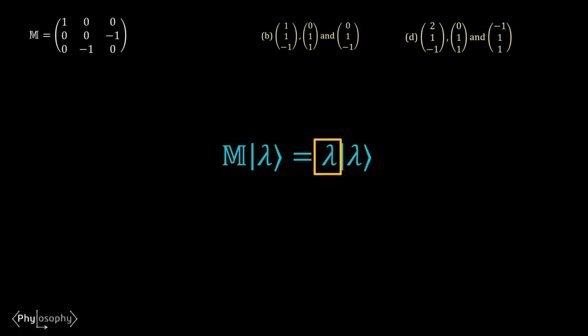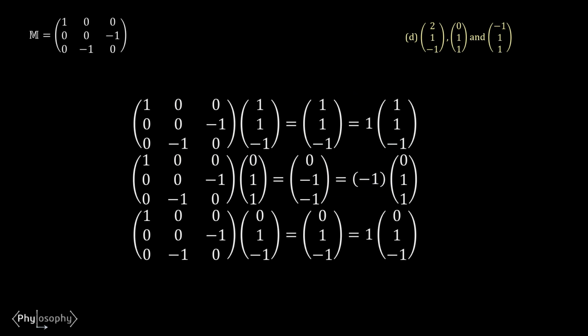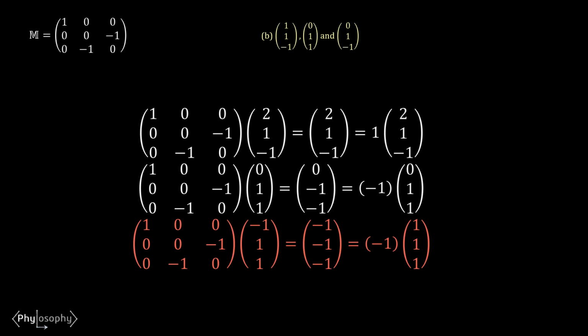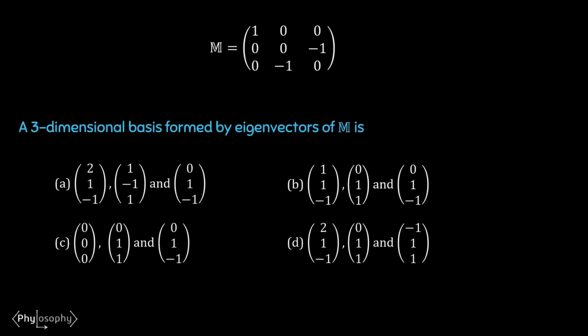So first let us check it for the set given in option B. If you operate the matrix M on each column vector given in option B, then you will find that they represent eigenvectors of the matrix M corresponding to the eigenvalues 1, minus 1 and 1. Now for option D, if you perform the same thing, that is if you operate the matrix M on the sets given in option D, then you will find that the last one doesn't represent an eigenvector of the matrix M. Therefore we can say that option B is the correct answer.